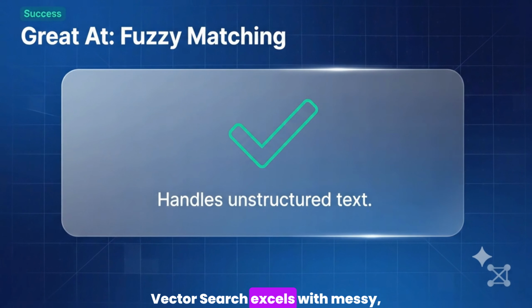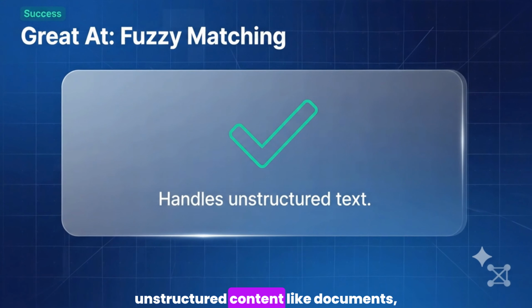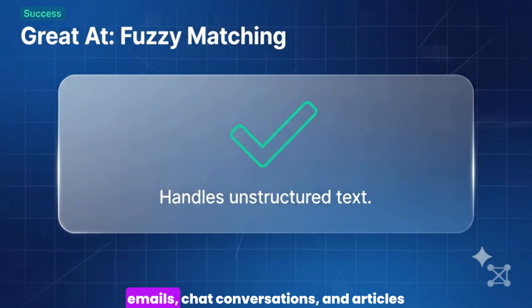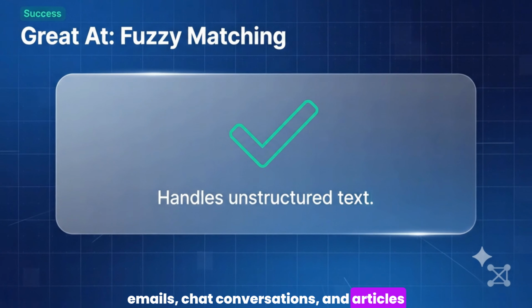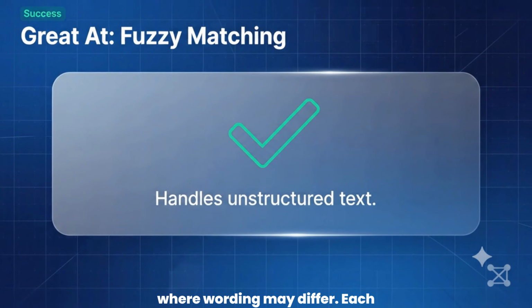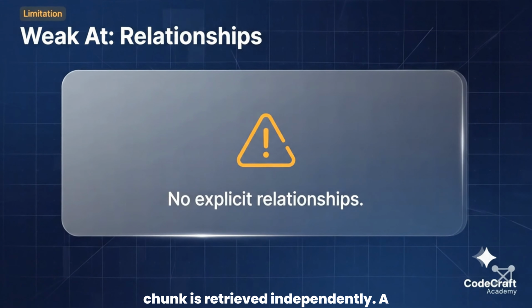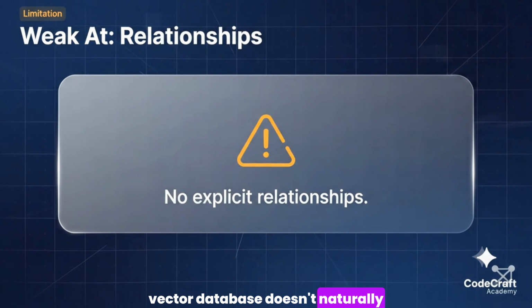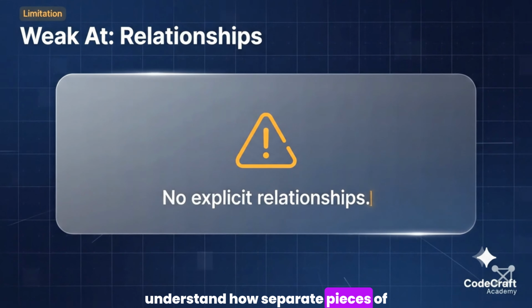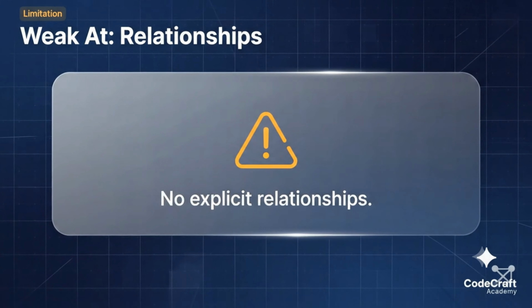Vector search excels with messy, unstructured content like documents, emails, chat conversations, and articles where wording may differ. Each chunk is retrieved independently. A vector database doesn't naturally understand how separate pieces of information are connected.